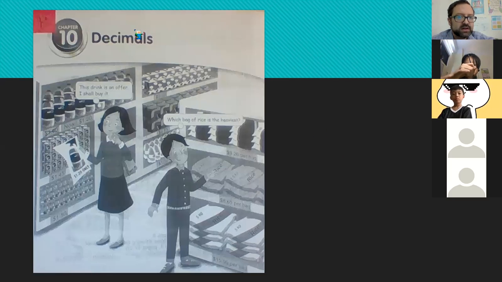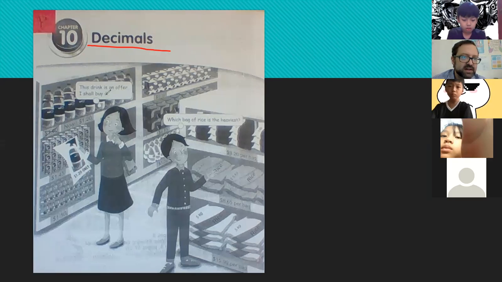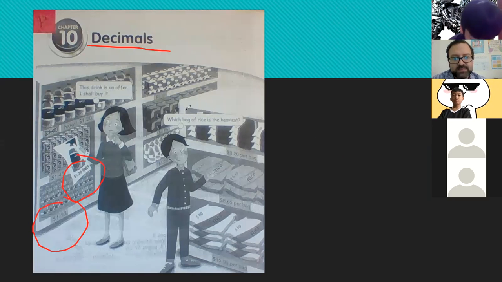So we are talking about decimals here. Decimals, we deal with decimals a lot, and we do this a lot at the grocery store. That's why we have a picture of a grocery store here, okay? This lady says, this drink is on offer. I shall buy it, okay? Here we have decimals here. Here we have decimals here. Which bag of rice is the heaviest, all right? We've got decimals here, decimals here. We deal with decimals a lot when we're talking about money, and we also deal with decimals when we're talking about weight, when we're talking about which is the heaviest, how much does something weigh?